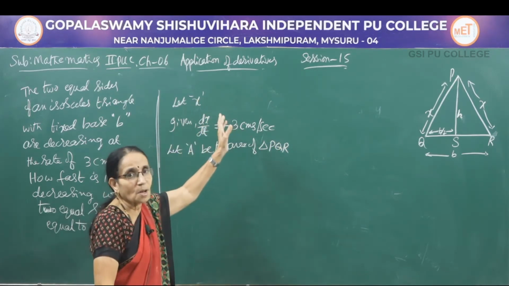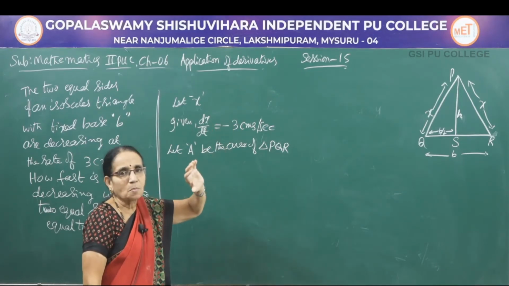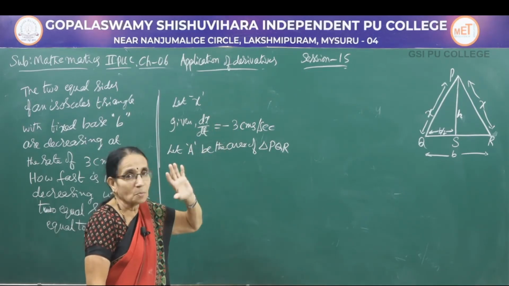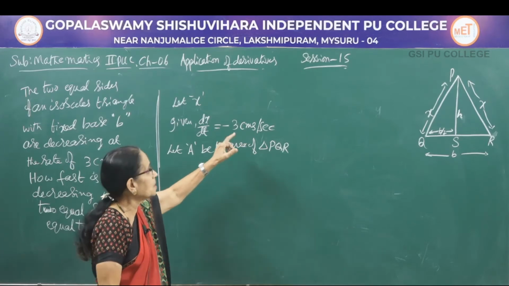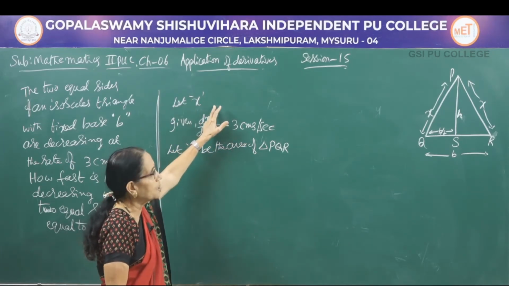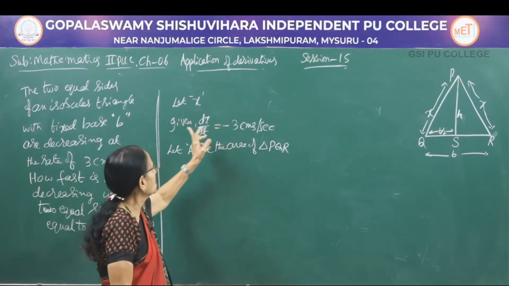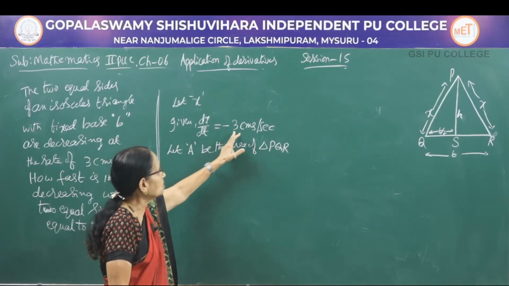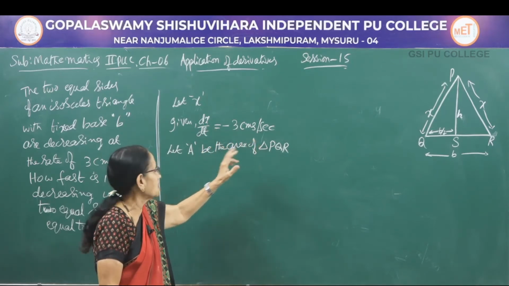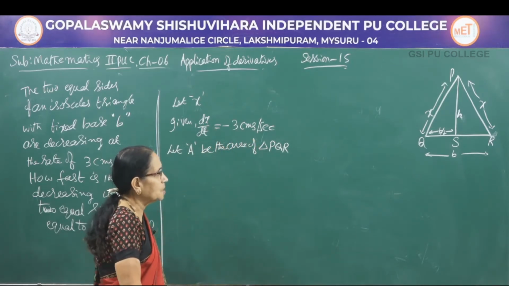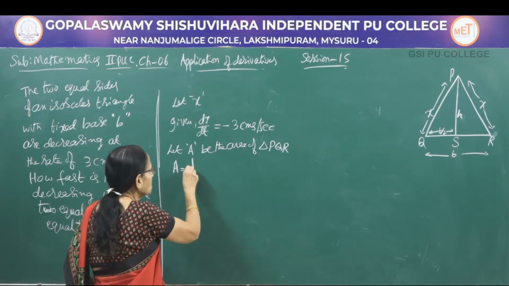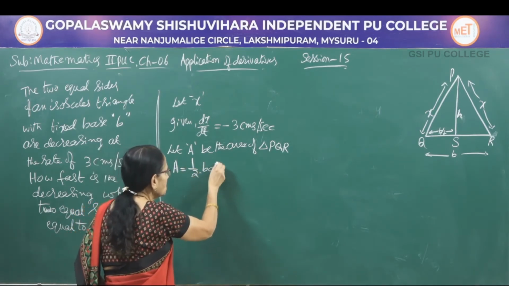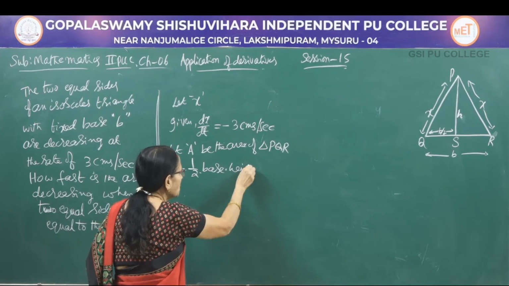So, first you have to write like this. Consider that sentences should be written. For any word problem, the statement should be written properly. Let PQR be an isosceles triangle in which PQ equal to PR equal to x. First sentence. Given dx by dt equal to minus 3 centimeters per second. Let A be the area of the triangle PQR. We know that A is equal to half into base into height.